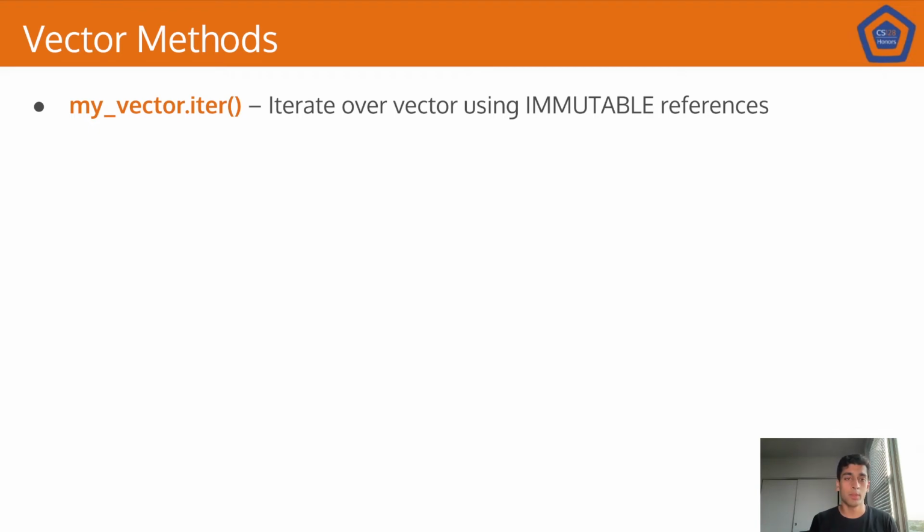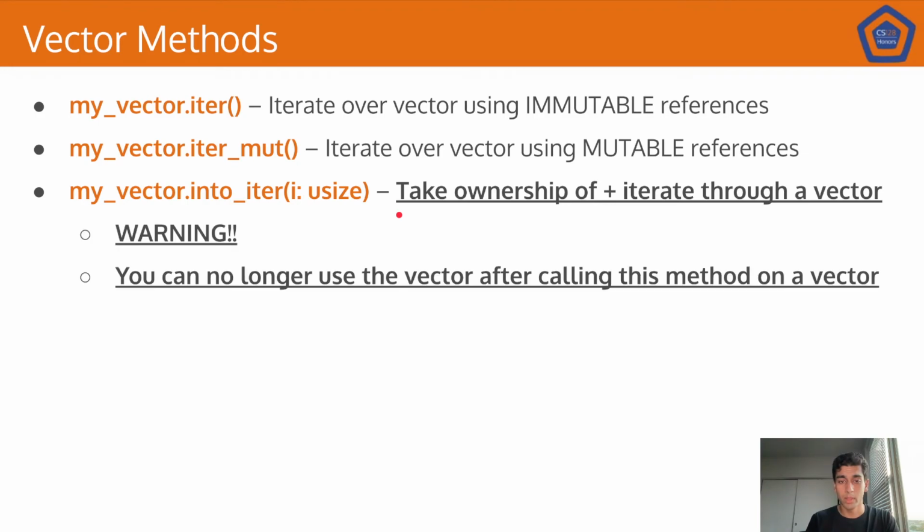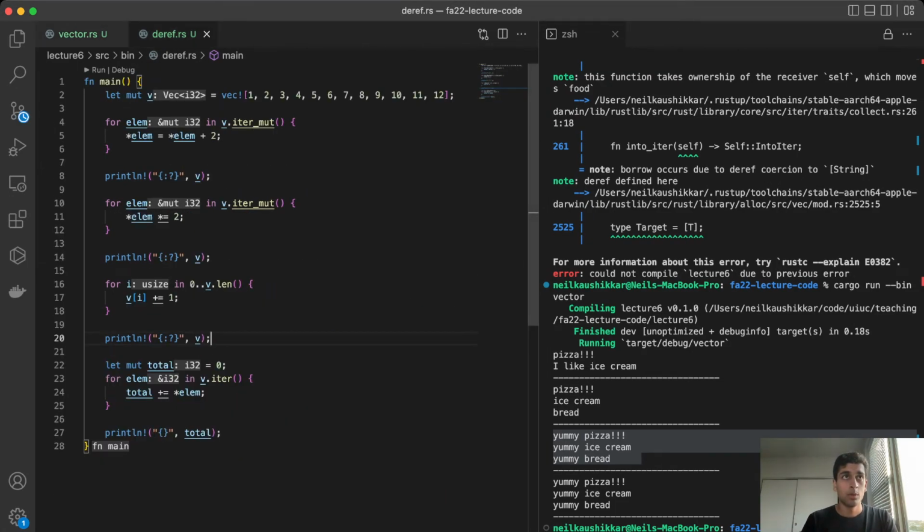All right, and this is a review of the code example. Iterate over the vector using immutable references with iter, iterate over the vector using mutable references with iter_mut, and into_iter tries to take ownership and iterate through the vector. And like I said, you can no longer use the vector after calling this method on it. Okay. I want to quickly go over a final example. When using vectors and using iter_mut, you have to dereference the iterator variable if you want to modify the original content. So if I have this mutable reference to every element in my vector, I dereference it if I want to change it, and I dereference it if I want to add it to some value.